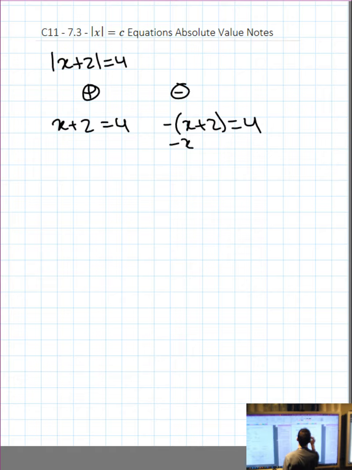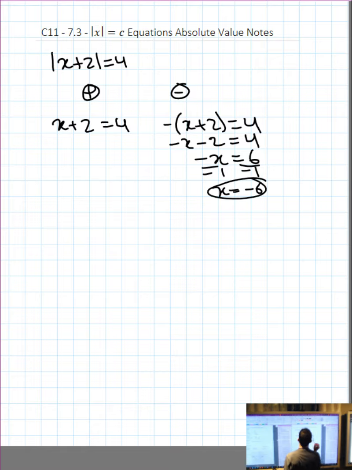Solve negative x on the right first, this time. Add 2 to both sides. Divide both sides by -1. X equals -6. Circle our answer. The equation on the left, subtract 2 from both sides. X equals 2. Circle our answer. X equals 2 and -6.